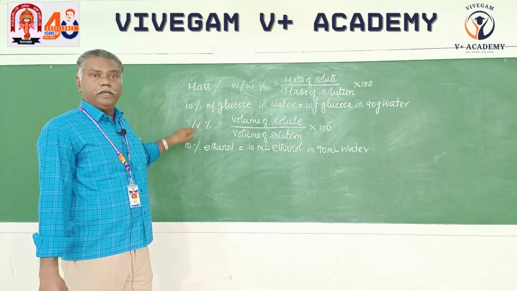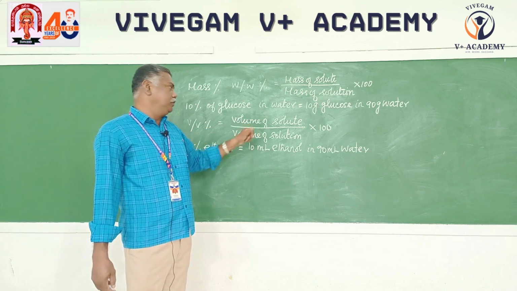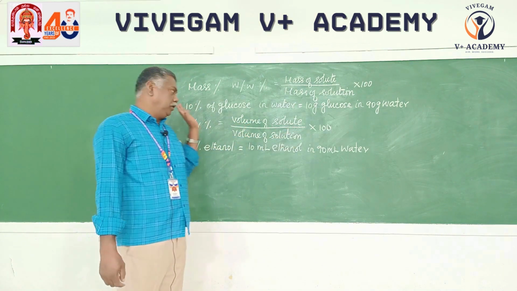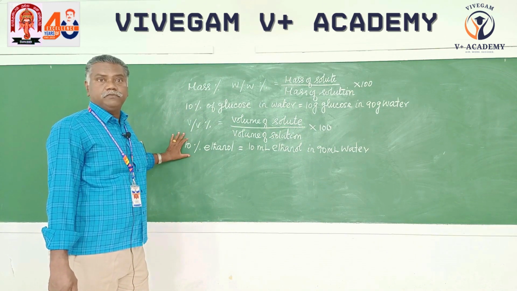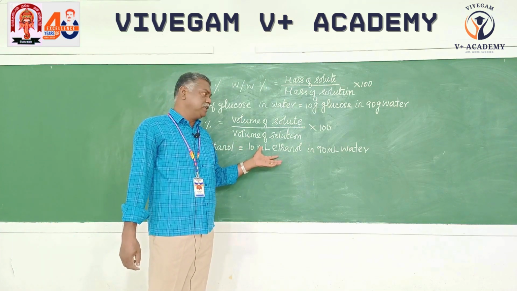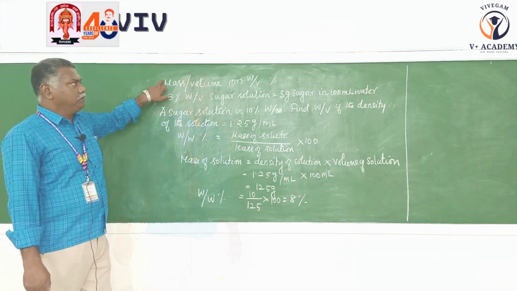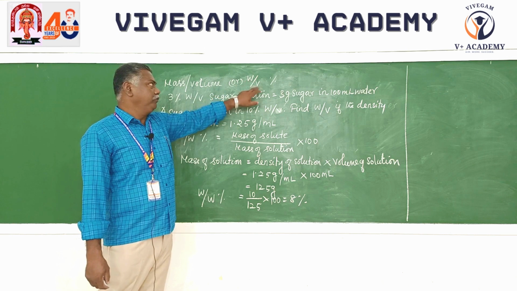Next, volume by volume percentage. Volume by volume percentage is equal to volume of solute divided by volume of the solution into 100. For example, 10% of ethanol. What do you mean by 10% of ethanol? 10% of ethanol is nothing but 10 ml of ethanol is taken and it is dissolved in 90 ml of water. Mass by volume percentage, that is W by V percentage.